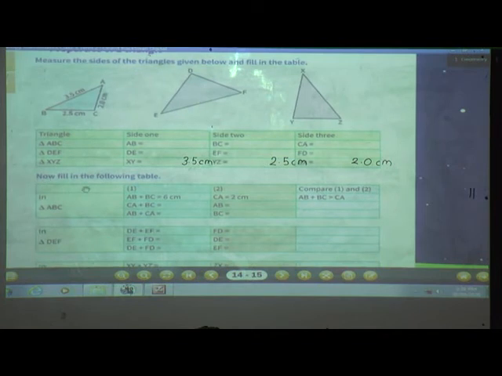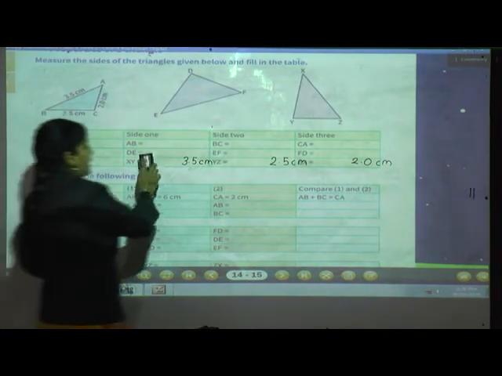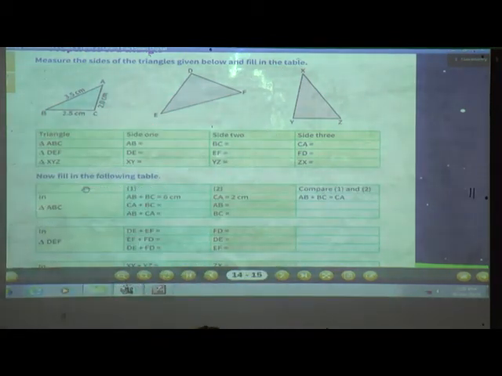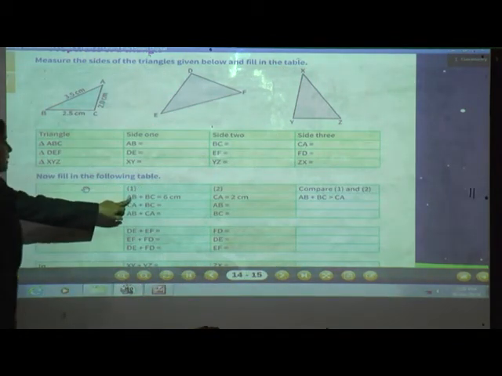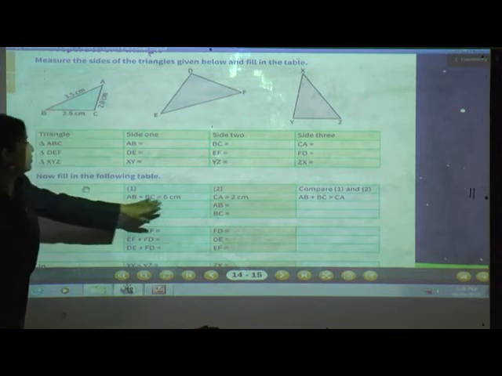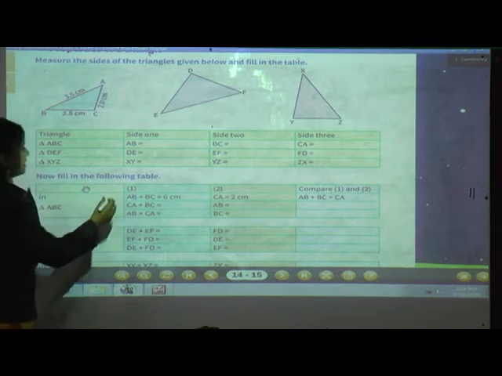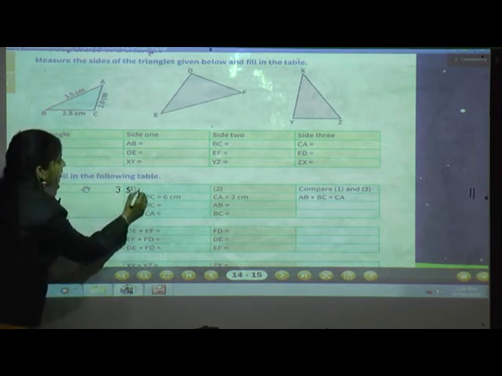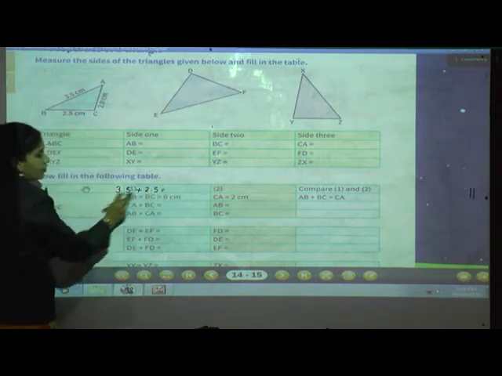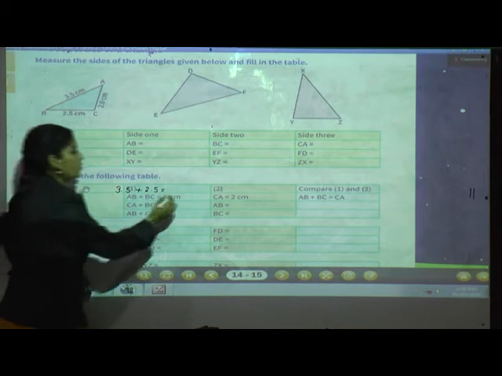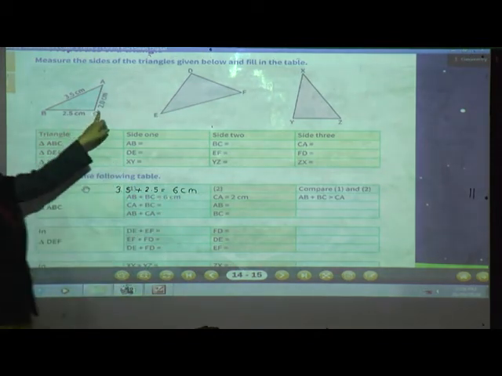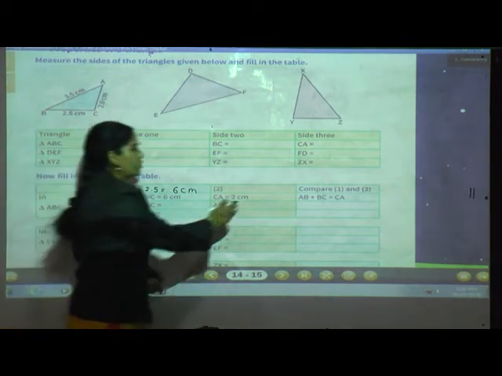Here in triangle ABC, see, AB plus BC is equal to 6 centimeter. AB is 3.5 centimeter and BC is 2.5 centimeter. So the addition of these two sides is equal to 6 centimeter. And they have already given us side CA is 2 centimeter.